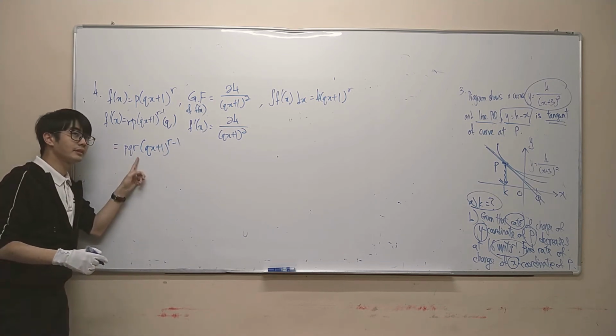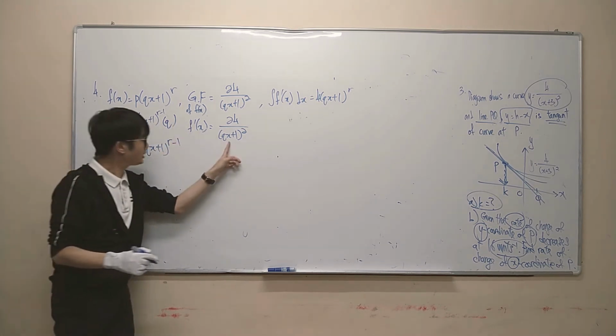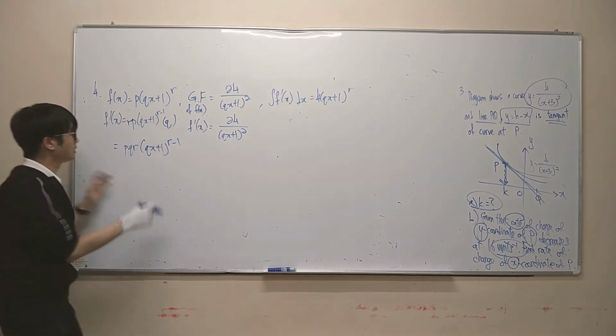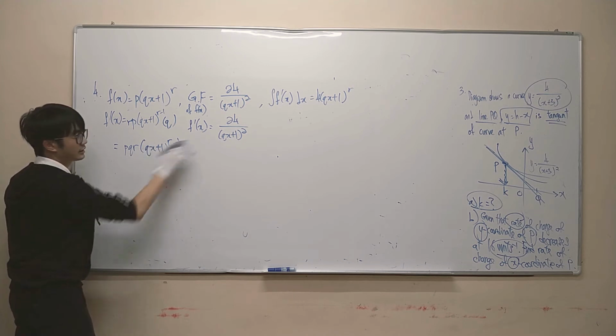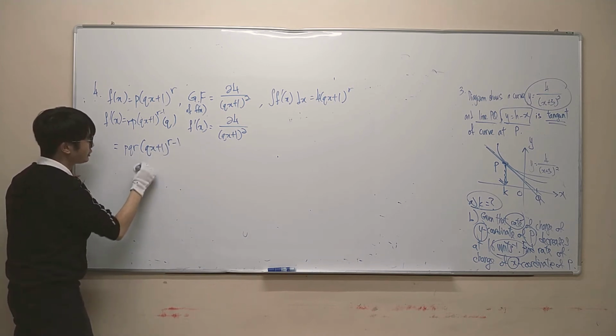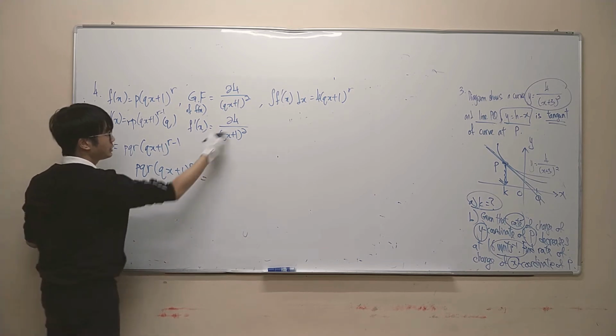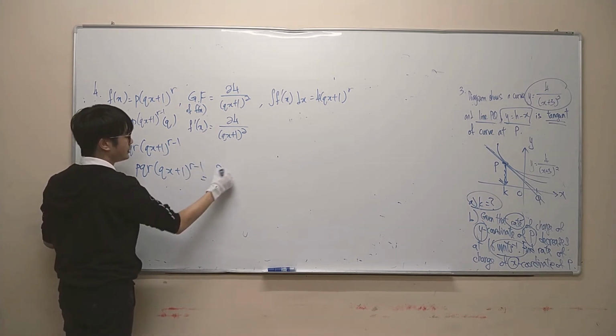This is what? F prime x. This is what? Also f prime x. So this and this are the same. So what I can do is equate these two things. So pqr(qx + 1)^(r-1) equals 24.